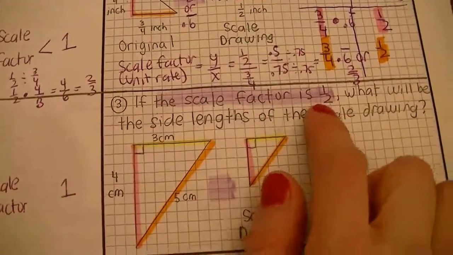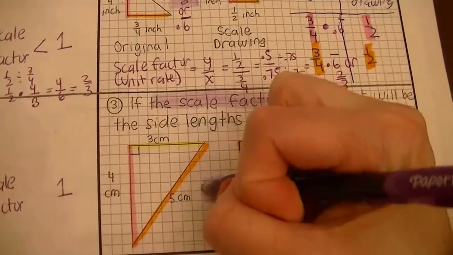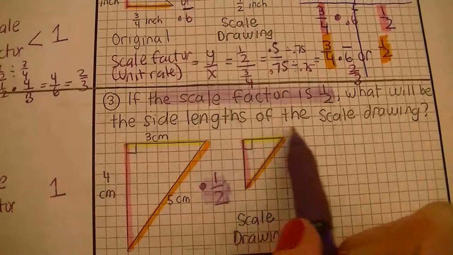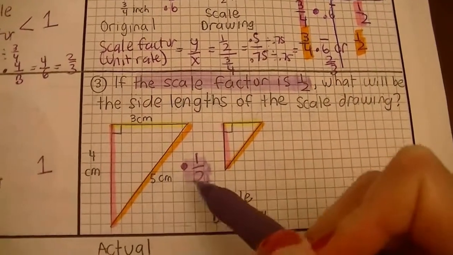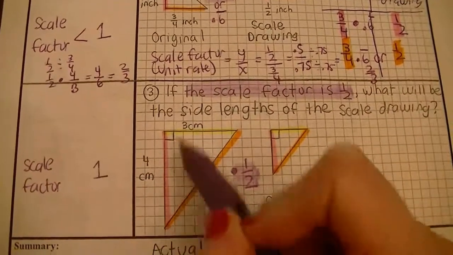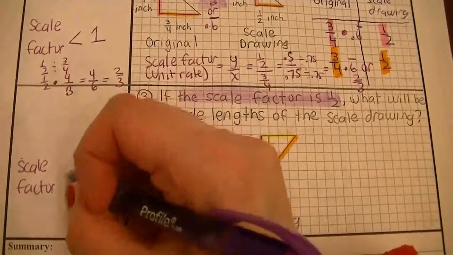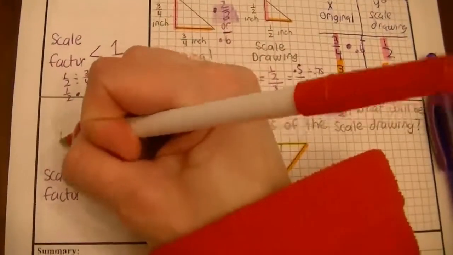the scale factor is 1/2. So I know that the scale factor is 1/2. What will be the side lengths of the scale drawing? So it's telling us this is a scale drawing and the scale factor is 1/2. I can tell that, well, obviously the scale factor is going to be less than 1. And when the scale factor is smaller than 1, then you know that a reduction occurs.